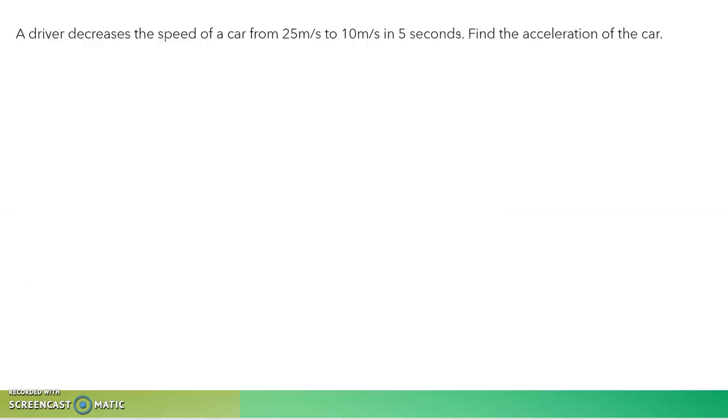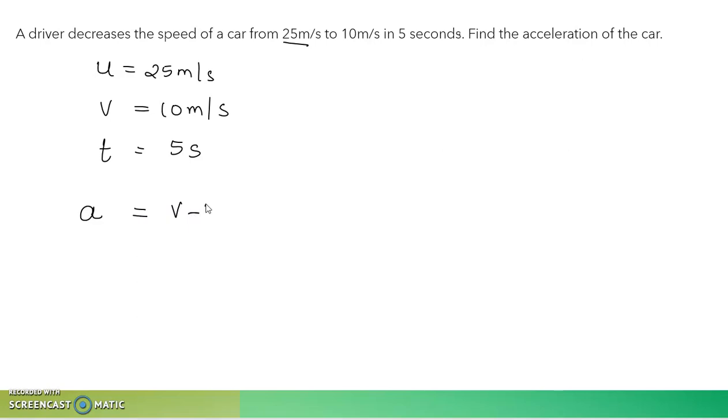Let's do a question on acceleration. A driver decreases the speed of a car from 25 meter per second to 10 meter per second in 5 seconds. Find the acceleration of the car. So initial velocity u is equal to 25 meter per second. Final velocity is 10 meter per second. See the situation where final velocity is less than the initial velocity, and time is given as 5 seconds. These are the simple questions we can expect.